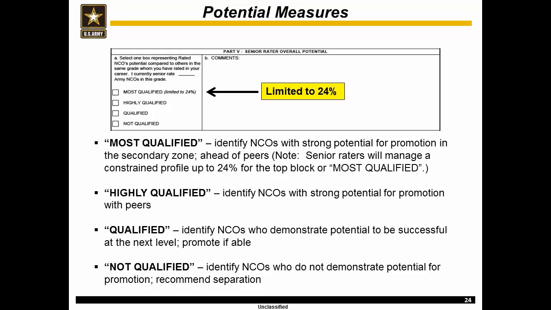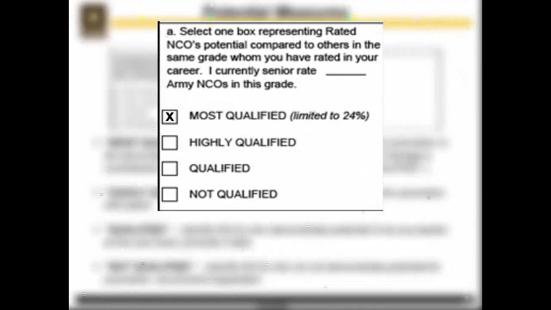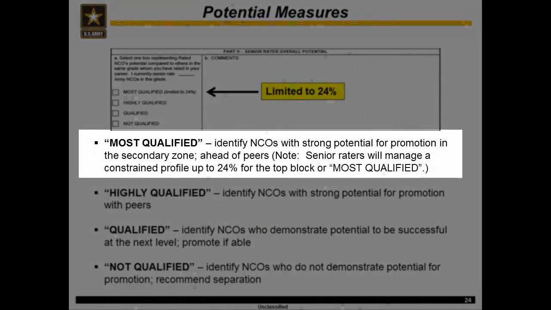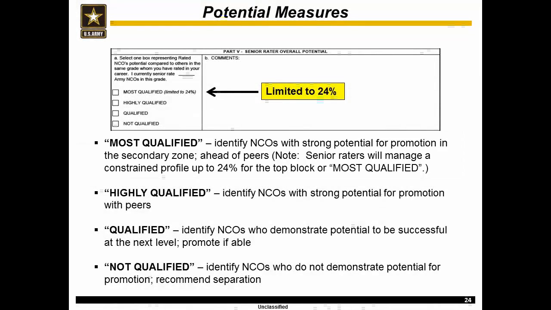The senior rater currently senior rates and has senior rated previously. If the rated NCO's potential exceeds that of the majority of NCOs in the senior rater's population, then the senior rater will place an X in the most qualified box. This box check identifies NCOs with strong potential for promotion in the secondary zone and ahead of peers. In order to maintain a credible profile, the senior rater must have up to 24% of the ratings in a grade to retain the most qualified label.